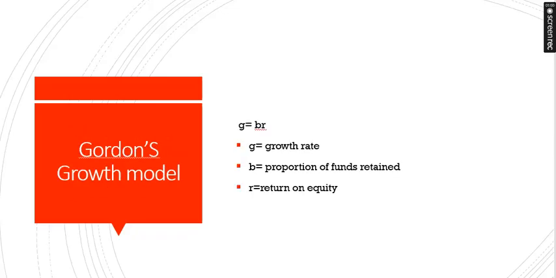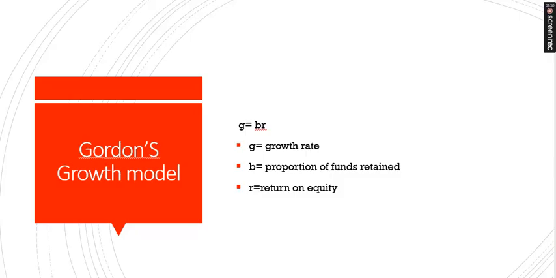The first model we shall look at is Gordon's growth model. Gordon's growth model says growth rate equals BR. G is your growth rate that you are looking for. B is the proportion of funds retained, and R is your return on equity.